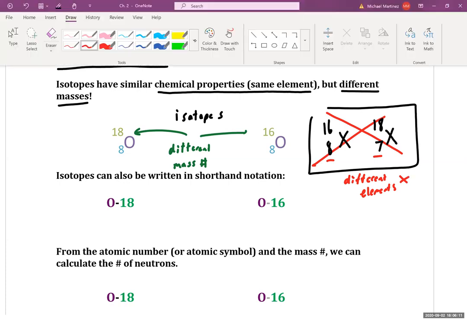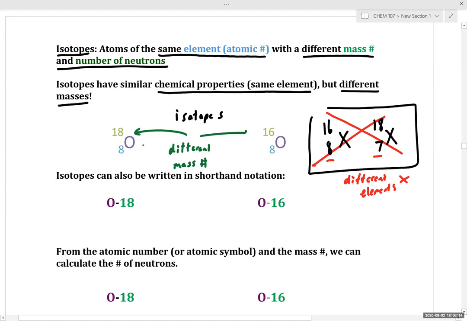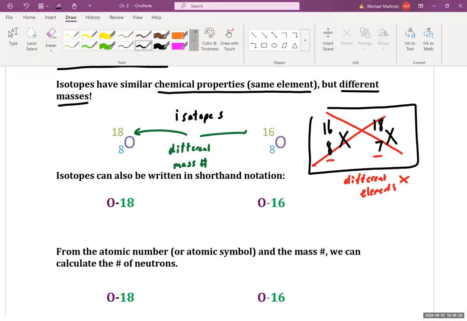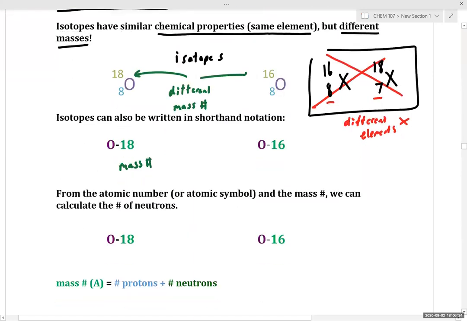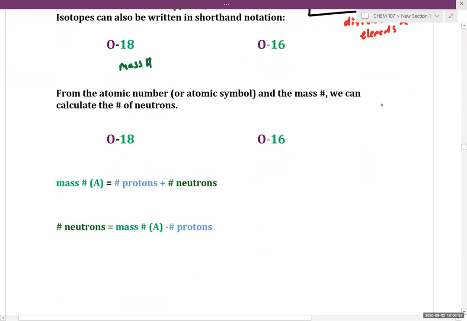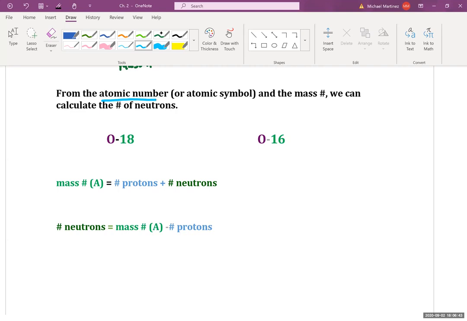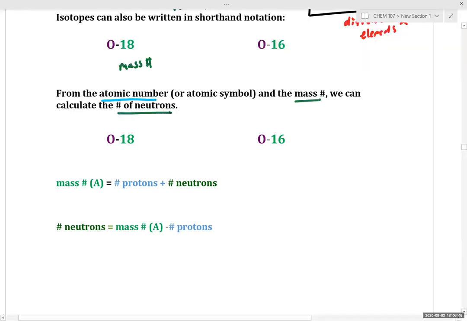So, let's keep going now. Isotopes can also be written in shorthand notation where you have the symbol followed by a dash and then the mass number. So oxygen 18 can also be written as O-18. Now, what's really useful is that from the atomic number and from the mass number, we can in turn calculate the number of neutrons. So let's showcase this for oxygen 18.